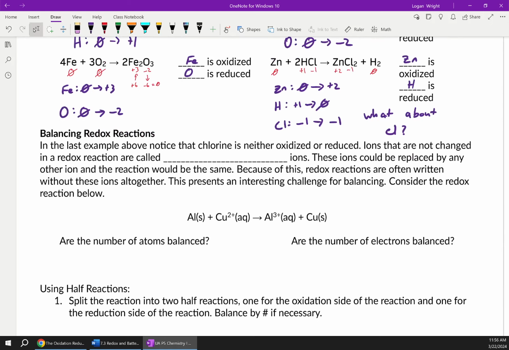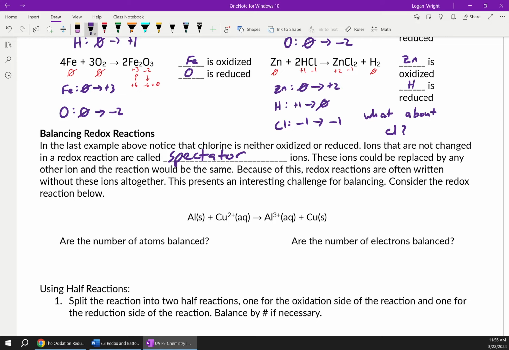Balancing redox reactions. In the last example, notice that chlorine didn't actually change. It started out with -1, it ended with -1. Anytime an ion doesn't change like that, it has a special name. It's called a spectator ion. What do spectators do in sports stadiums? They just watch.